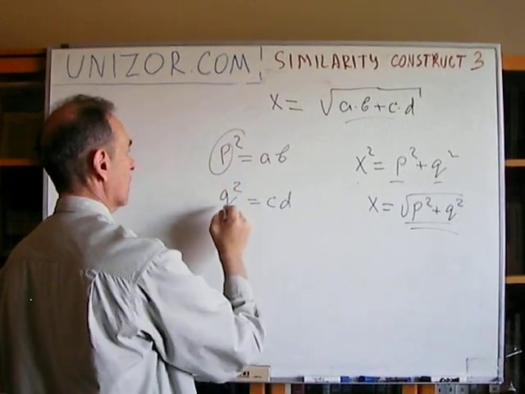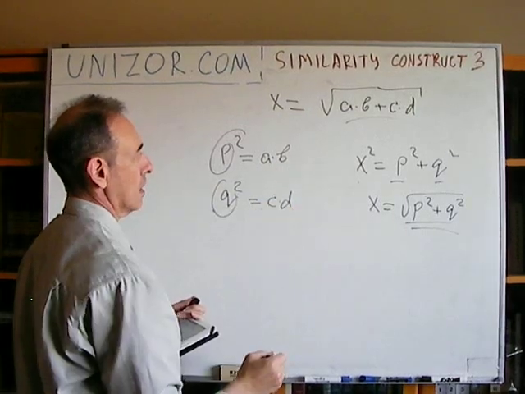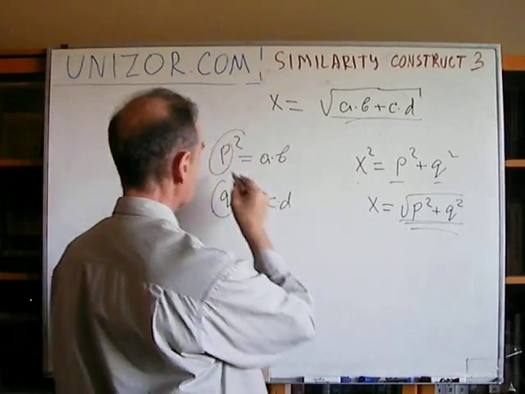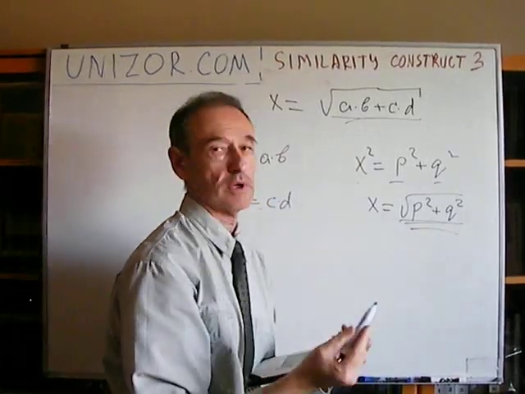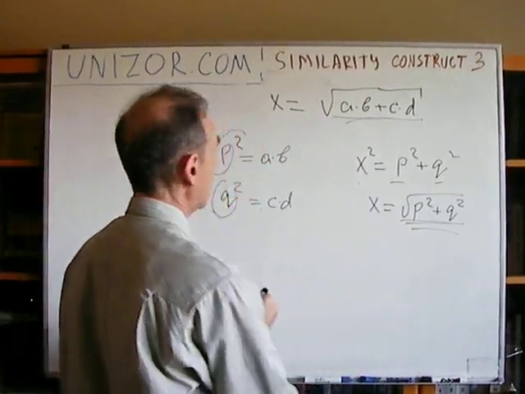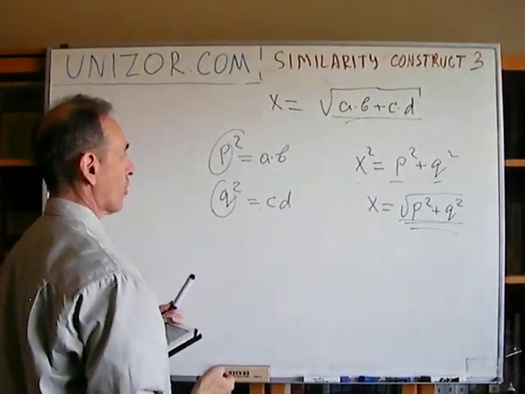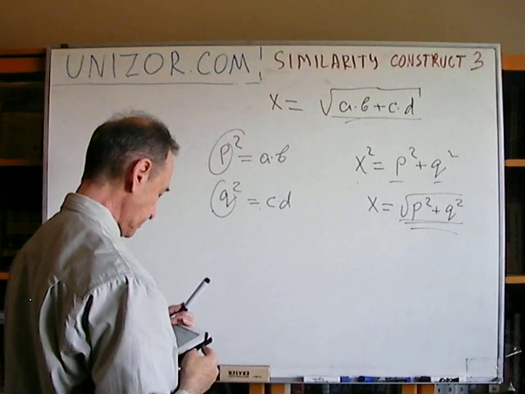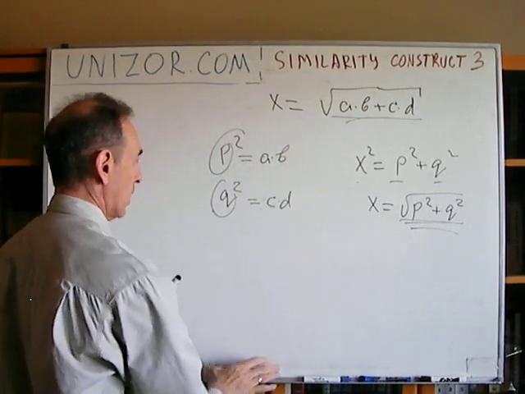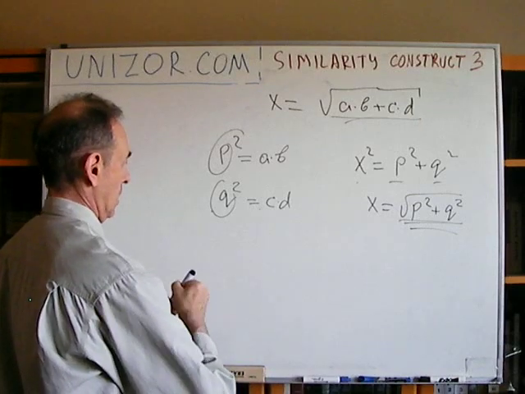If you can find segments P and Q which satisfy these equations, then you convert this into this, right? Because then you can use P and Q as the two legs of the right triangle, and then X would be the hypotenuse. All right, so now we have reduced this problem to these problems, similar to each other actually. So let me just refer this problem to the next one, which is this. How to do this?